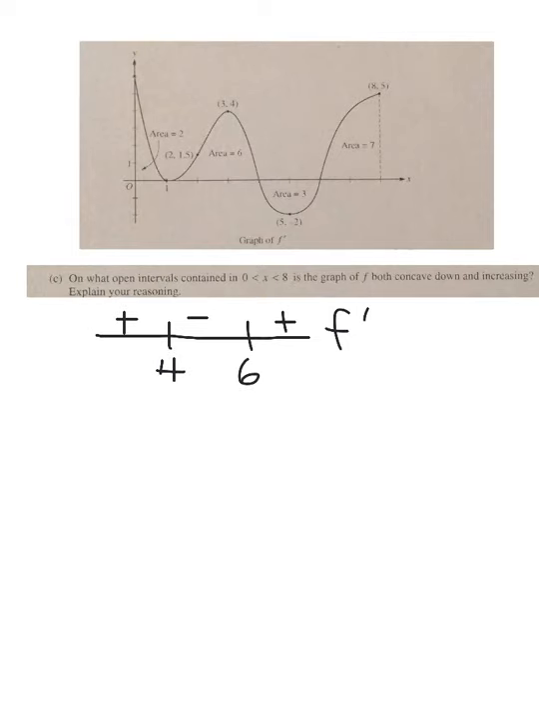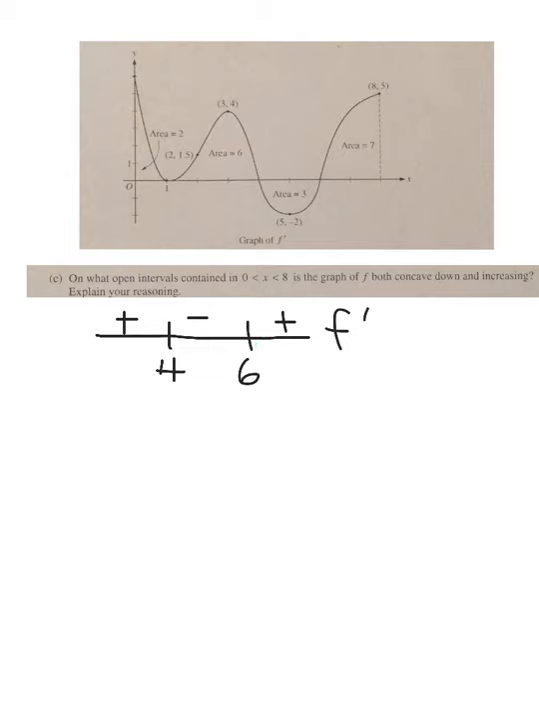All right, so part C is asking on what open interval or intervals between 0 and 8, but not including the endpoints, is the graph concave down and increasing. Okay, so increasing would be the derivative. So I just redrew the sign chart from part A and from part B. So hopefully you can see then that we're increasing from 0 to 4 and also from 6 to 8.